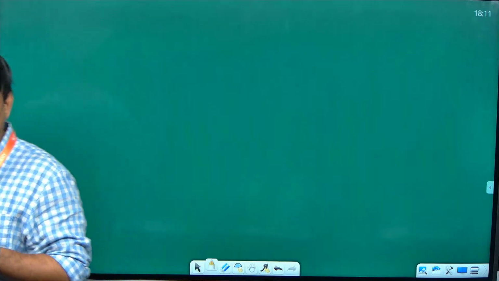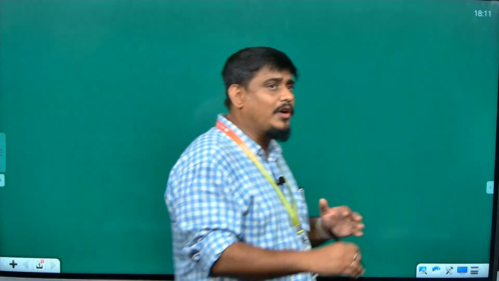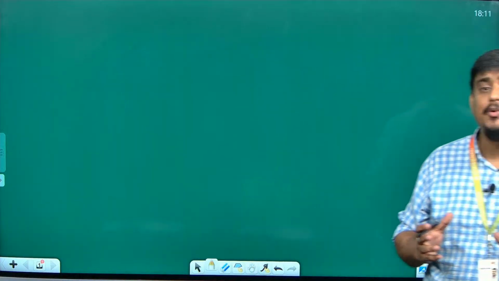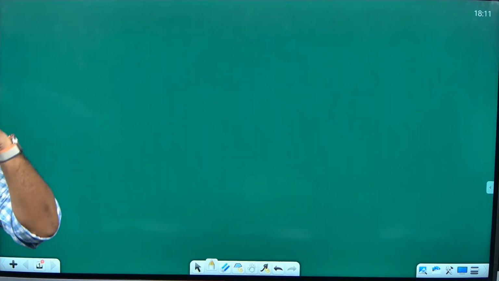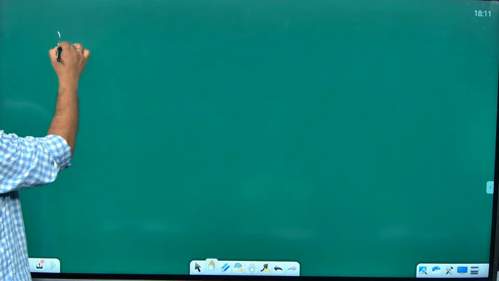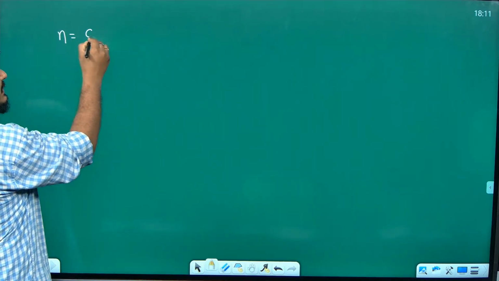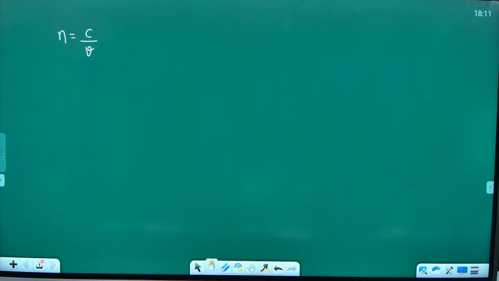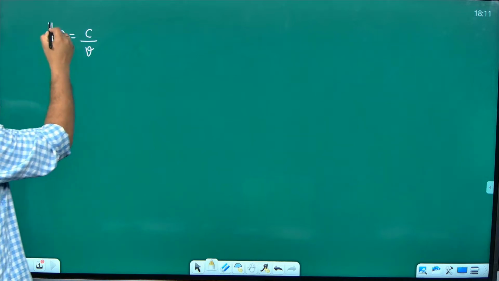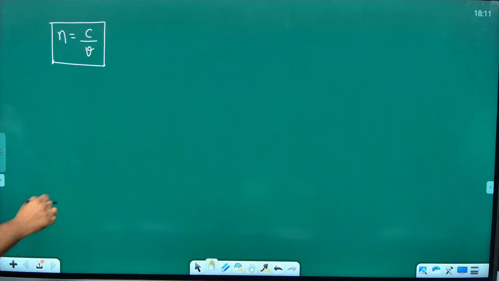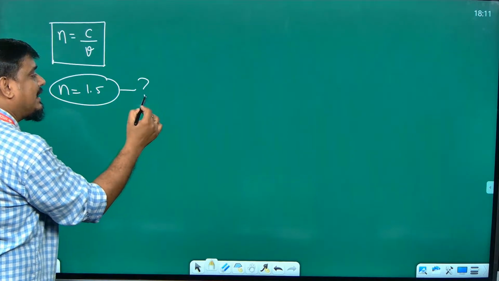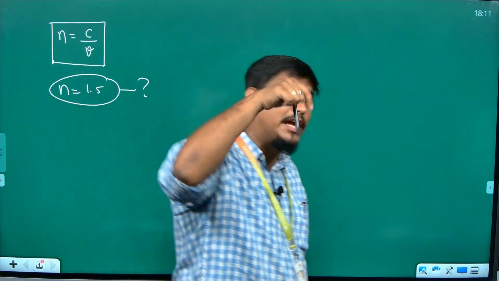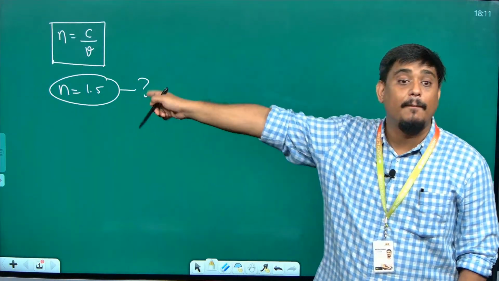Then I started speaking about refractive index in the previous class. I told you what is refractive index. So refractive index, I said, is the ratio of speed of light in vacuum to speed of light in any medium. For example, if I write refractive index of a material, it will be c by v. It means speed of light in vacuum by speed of light in that medium.